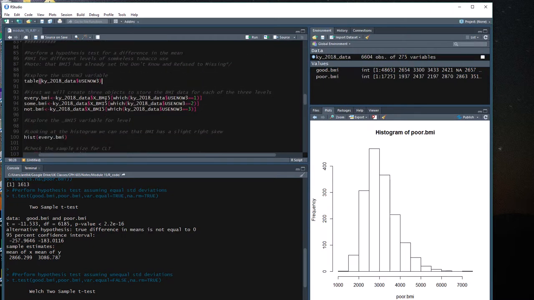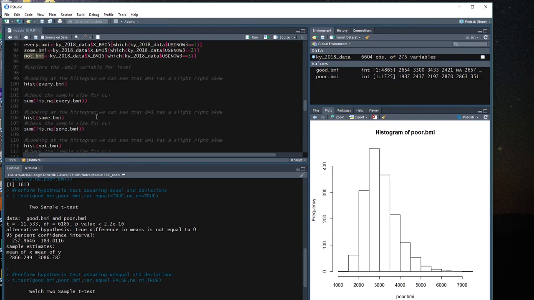What you're going to see is this is going to look very similar to what we did before, but now we have three levels that we're interested in. So what I've done is created three different vectors to store the data for each of the different levels of smokeless tobacco use: BMI for those that use everyday, BMI for those that use some days, and BMI for the not at all group. These are my three different groups I'm interested in comparing. By setting up these three different objects to hold the data, this gets me away from having to worry about the not sure and the refused.